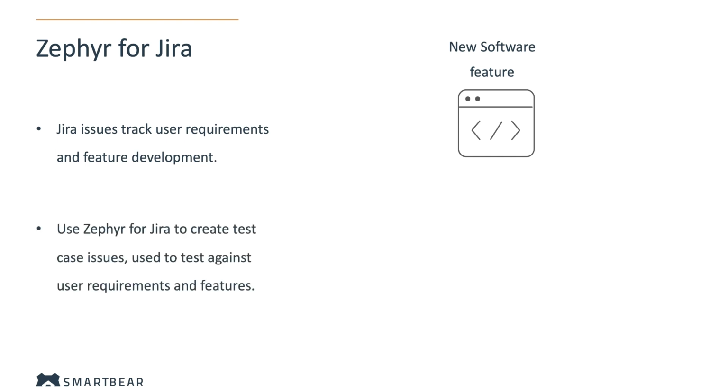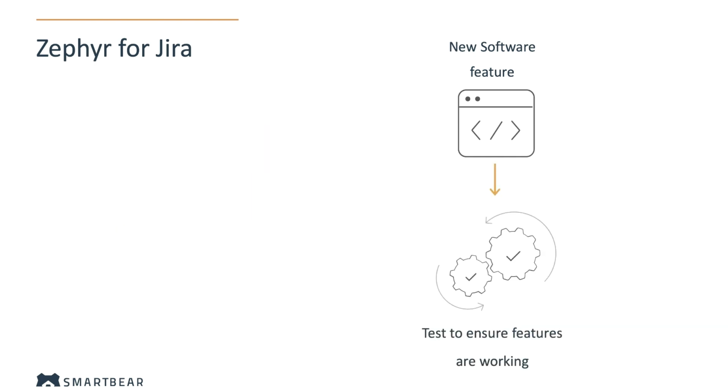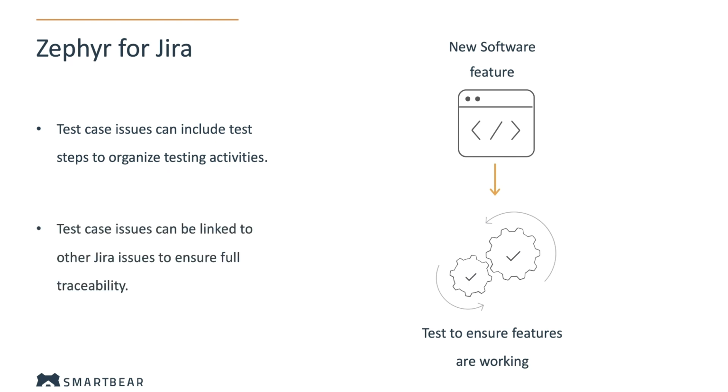With Zephyr for Jira, we can create test case issues that can be used to test against these user requirements and features. Test case issues can include a variety of fields and even includes fields for test steps to further organize your testing activities for your individual test case. Test case issues can be executed directly within Jira and can be linked to both user requirements and bugs alike to ensure we have full traceability between our issues.